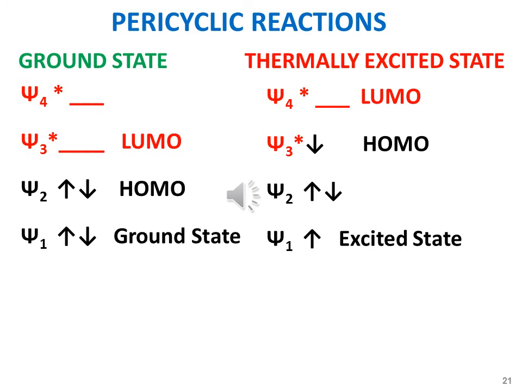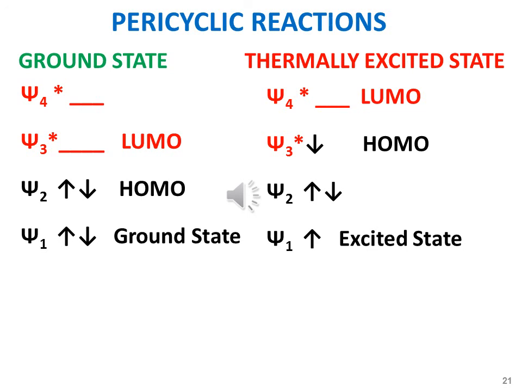When 1,3-butadiene is thermally excited, always remember, 1 electron from the ground state, that is psi1, will be excited and will go into psi3 star. Now what is the situation of the HOMO and LUMO? Now the HOMO-LUMO orbitals are changed. The highest occupied molecular orbital for the thermally excited 1,3-butadiene is psi3 star, whereas the lowest unoccupied molecular orbital is psi4 star.